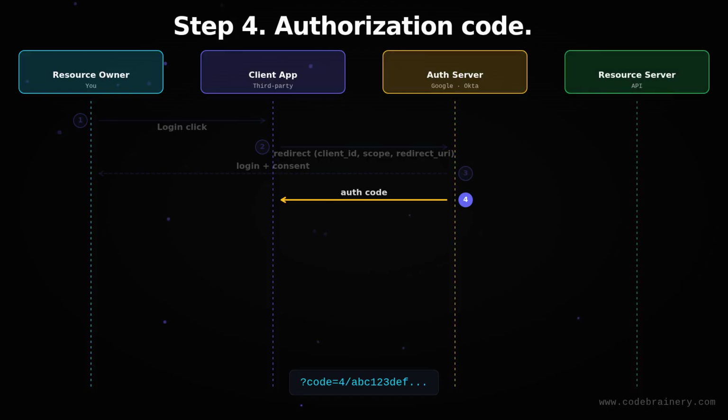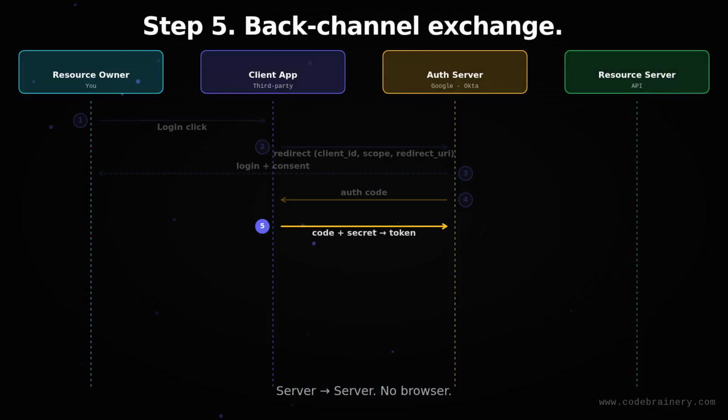Step 4. You hit Allow. The authorization server redirects your browser back to the client app, to that redirect URI from Step 2, with a short-lived authorization code in the URL. Not a token. A code. Step 5. The client's backend takes that authorization code plus its client secret and posts them to the token endpoint. Server to server, no browser. The auth server checks the secret, checks the code, and returns the actual access token.